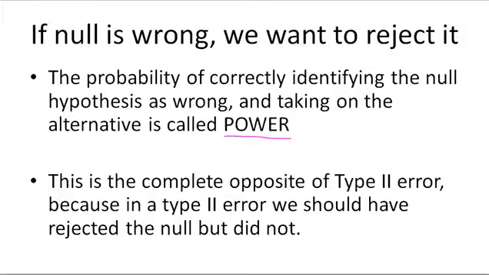It's kind of cool that that's an actual term in statistics. Now, this is the complete opposite of type 2 error, because in type 2 error, we should have rejected the null, but we did not. Remember, in type 2 error, the alternative is true, but we failed to reject the null. So power is not making a type 2 error, right? Power is when the alternative is true, then we should be rejecting the null and going on with the alternative. So it's just a term I'd like you to know.